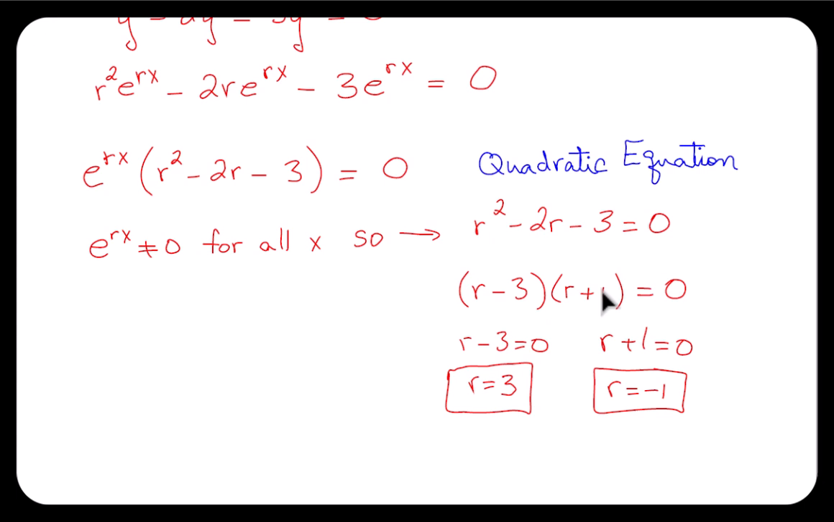Minus 3 times 1 is a minus 3. The middle is a minus 3. Add a positive 1. And yes, we do get a minus 2. Setting each piece equal to 0, I get that the r that would work would either be 3 or minus 1.